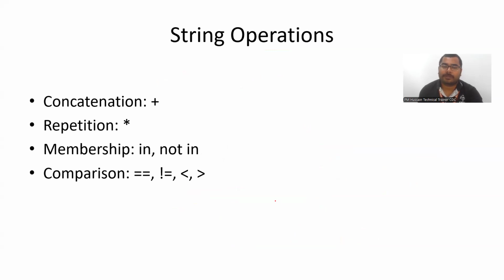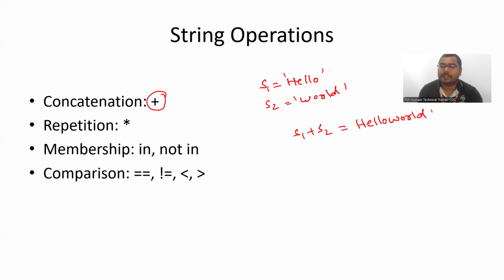Next, we have some string operations: concatenation, repetition. All right. So now, if you want to add two strings, suppose you have two strings, S1 is equal to hello, and another one S2 is equal to world. Then if you want to add these two strings, we can use the concatenation operator, which is plus here. So now if you write S1 plus S2, then it will give you the concatenation of those two strings, which is hello world.